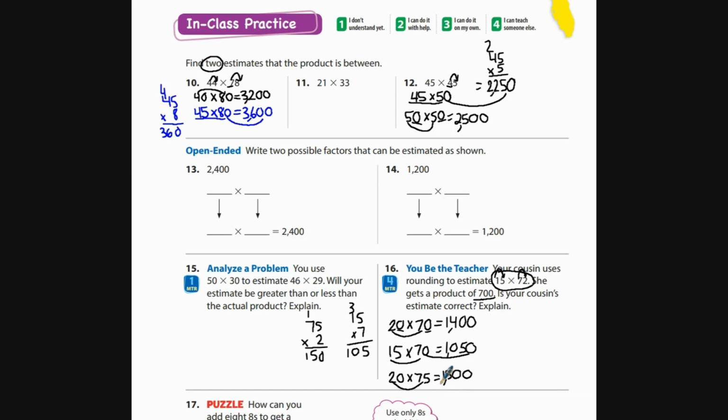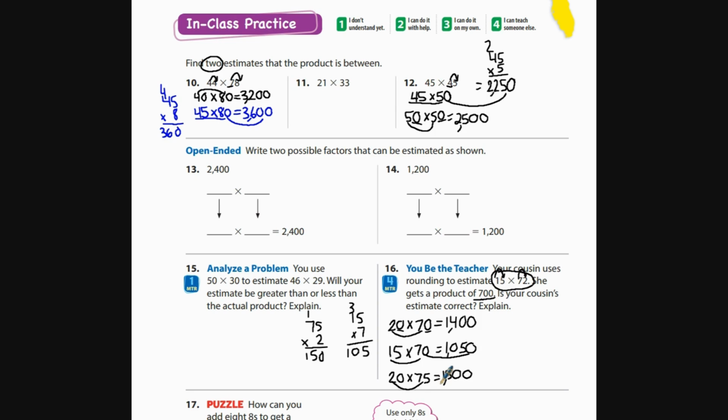Okay, well, let's see. Because this is trial and error. We tried 20 times 70. That gave us 1,400. My cousin got, or your cousin got 700. That's not close. We tried 15 times 70. That gave us 1,050. Yeah, the number's smaller, but it's still not cutting it. So then what do you think your cousin did? How did she get 700? Because I know there's one way that she could have gotten 700.